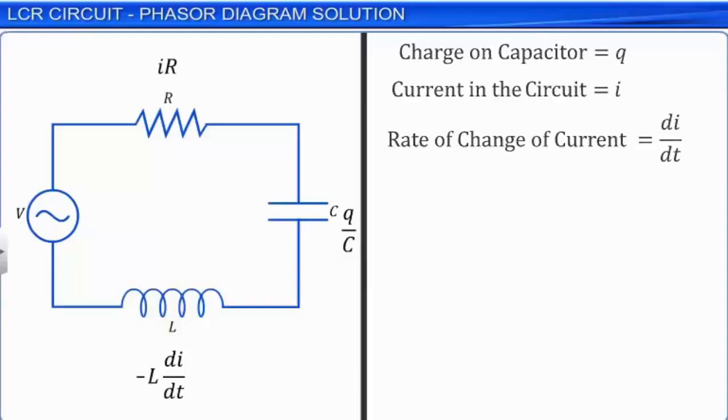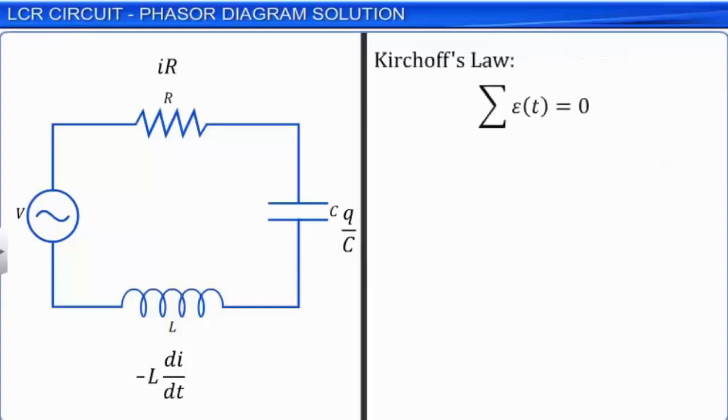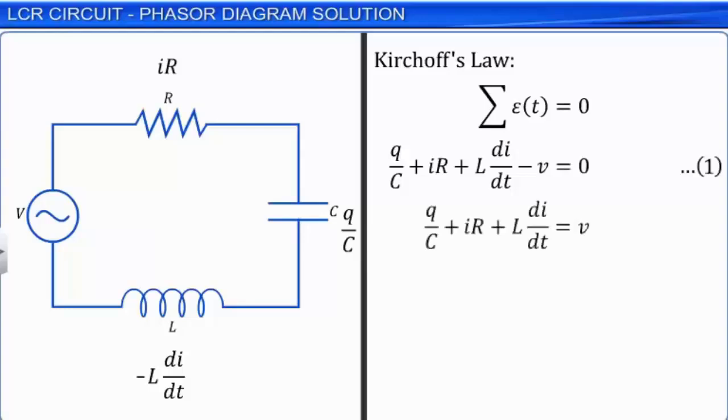Applying Kirchhoff's loop rule to this circuit, we get Q by C plus IR plus L dI by dt minus V equal to 0. Let this be equation 1. Since V is equal to Vm sin omega t, we get Q by C plus IR plus L dI by dt is equal to Vm sin omega t.